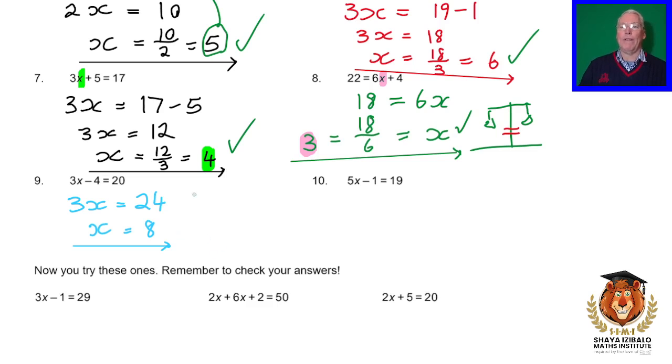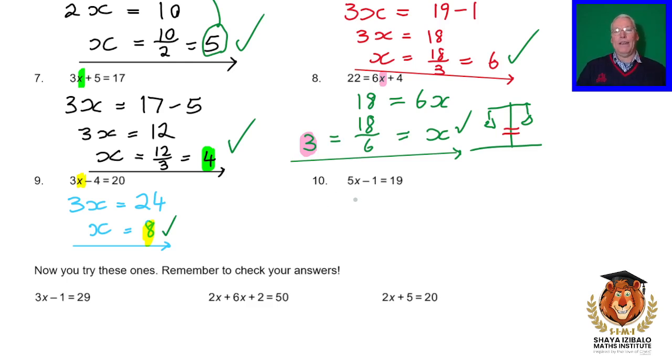Okay, but there is the answer. If we check it by substituting, if we take this value of 8 and put it in here, 8 doesn't mean 3 and 8, it means 3 times 8, 3x, 3 times x. 3 times 8 is 24. 24 minus 4 is 20, and 20 is what we have on the right-hand side. 8 is the only number that will work. 8 is the solution to the equation.